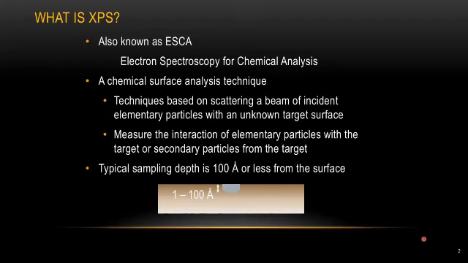Typically, the sampling depth for an XPS measurement is about 10 nanometers from your sample. From the picture right here, you can see that's the only region we're going to detect the signal from your sample. That's why XPS is considered a surface chemical analysis tool.